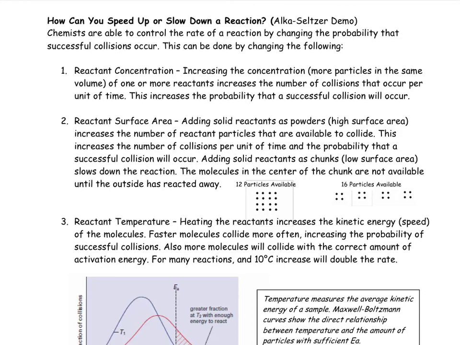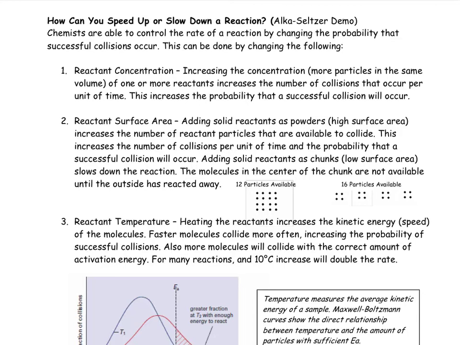Now don't be fooled. In order to increase the concentration, you have to place more reactant particles in the same volume. It doesn't mean you just pour more of a reactant into your container. If you increase the concentration, it increases the number of collisions that happen. And this increases the probability that a successful collision will happen.